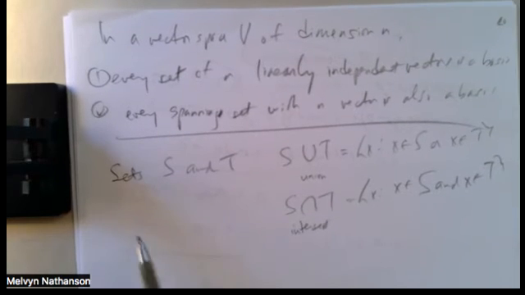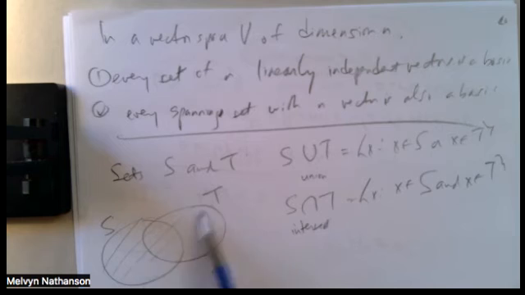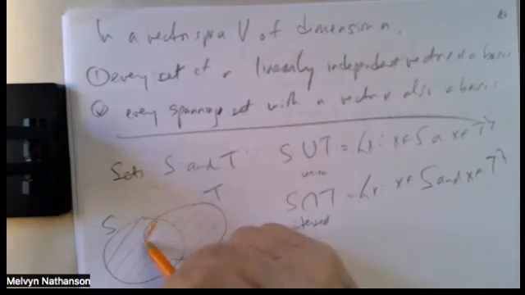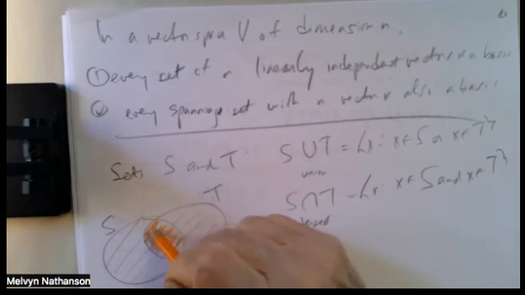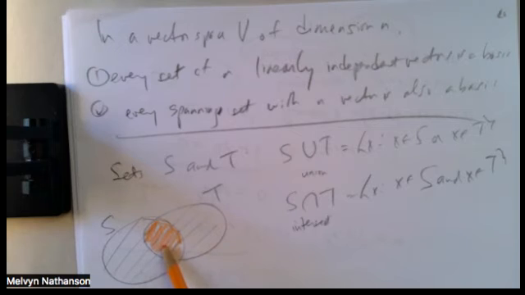So if you draw what's called the Venn diagram of this, the picture, suppose this is a set S and this is a set T. What's in the union is everything that's in one or the other or both. And what's in the intersection, that's everything which is in both of them. So the orange is the intersection, and everything shaded in is the union.